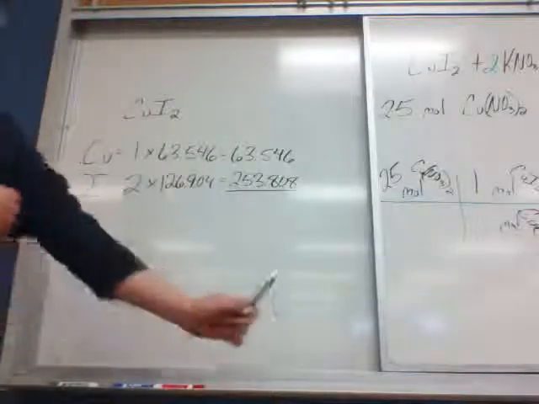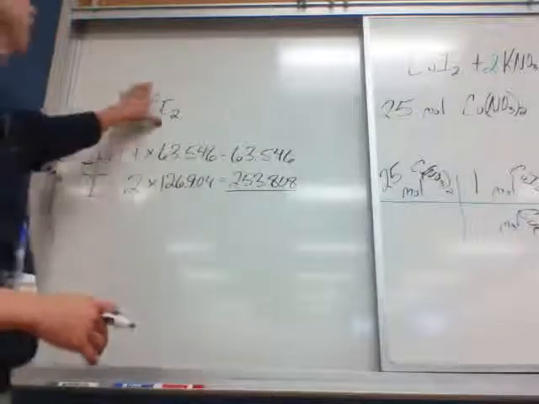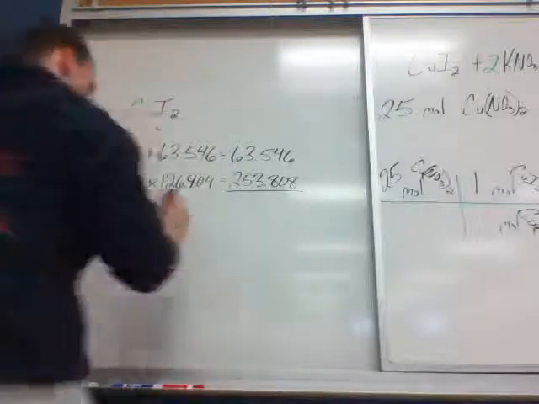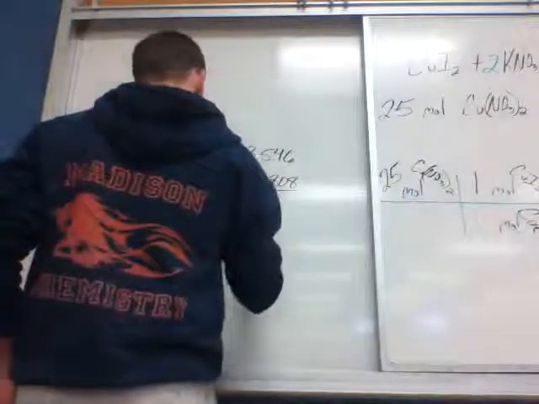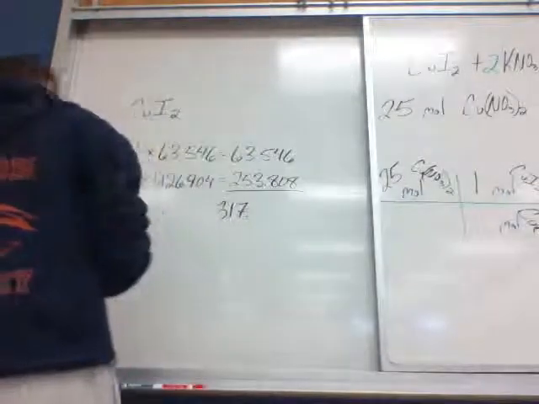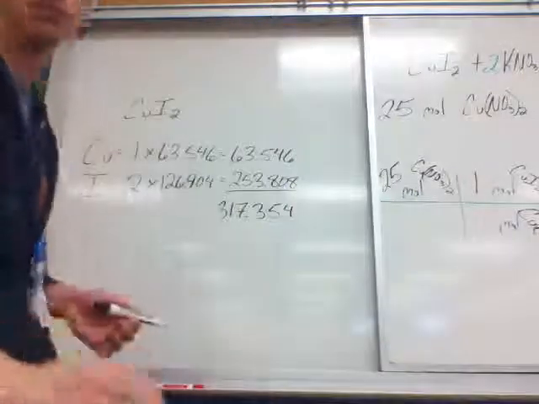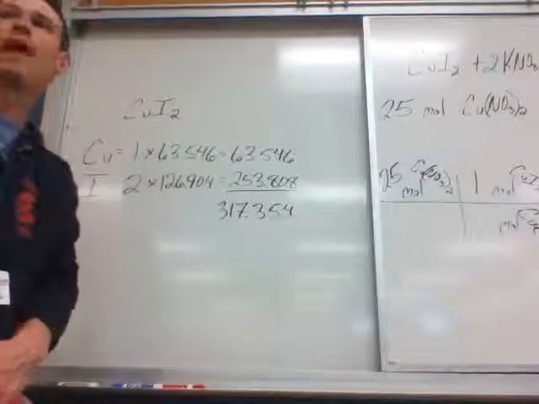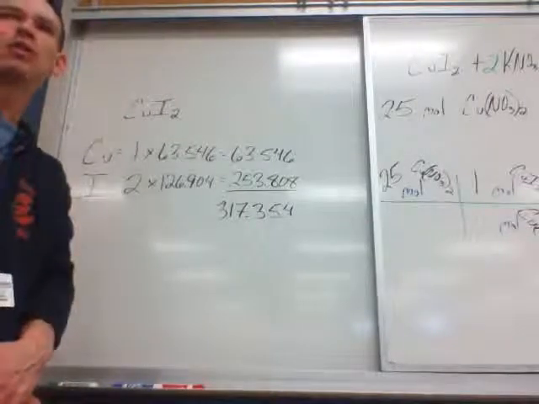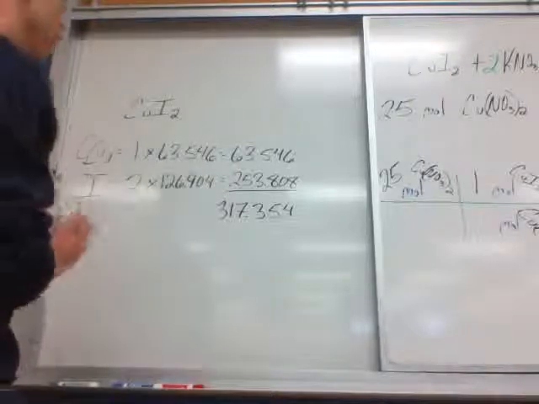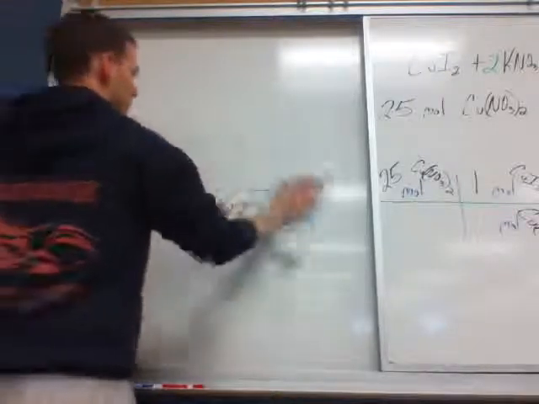Of course, remember, we're in a PT square right now, so we're adding up the molar mass of CuI2. Comes out to 317.354 for the total mass. Everybody okay with that step? Review from last unit, of course. 317.354.